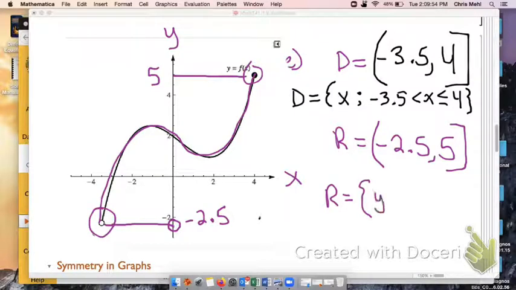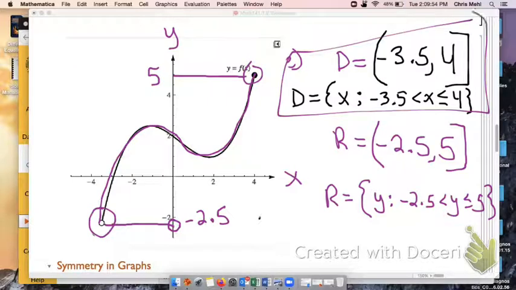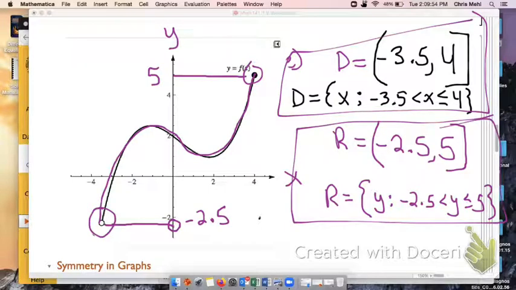The range can be written as the set of all y, so that y is greater than negative 2.5, but less than or equal to positive 5. Okay, so that's the interval notation and set builder notation for the domain. Here is the interval notation and set builder notation for the range.